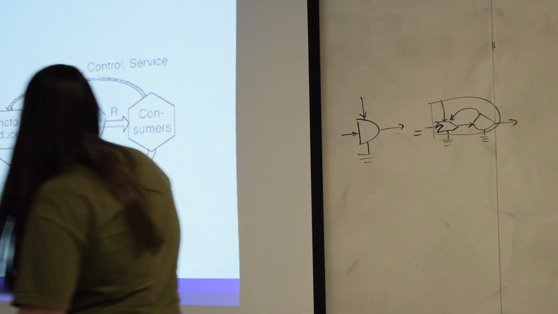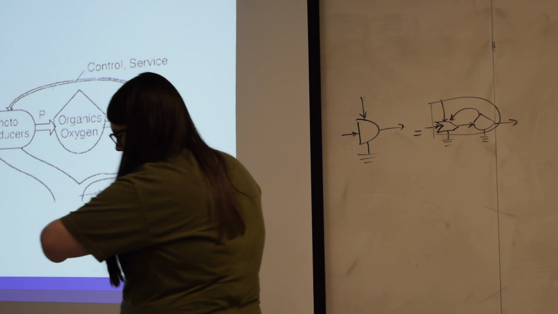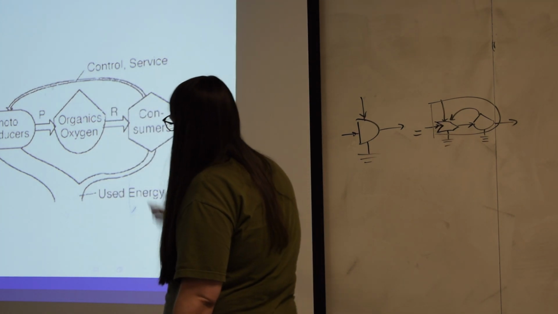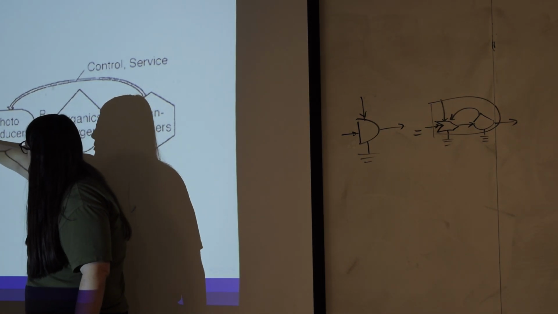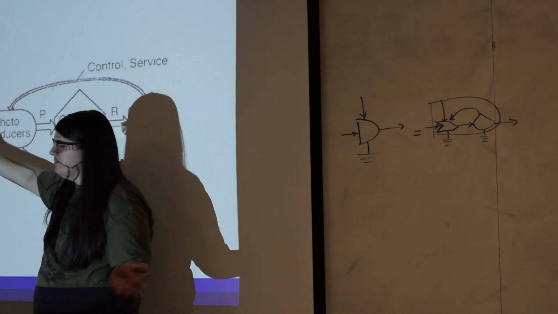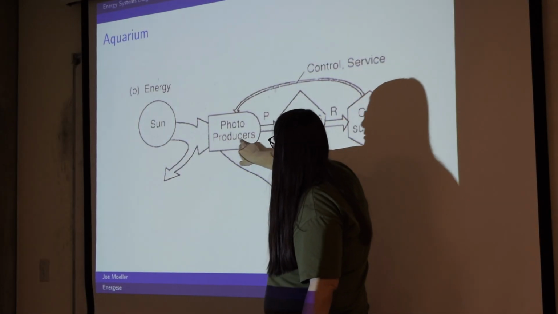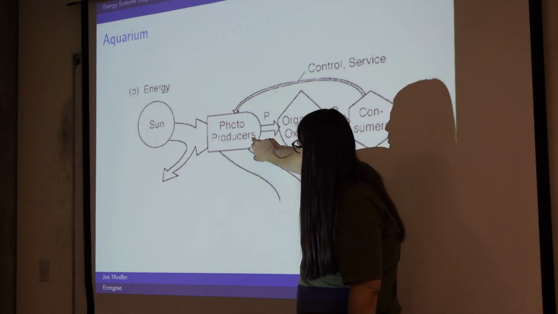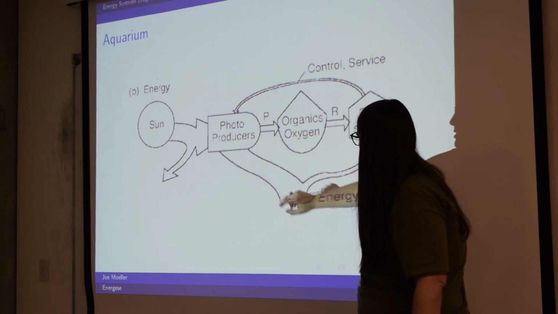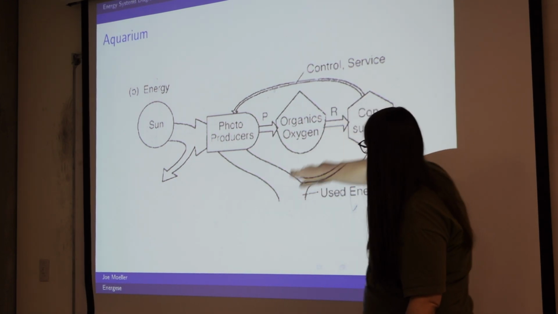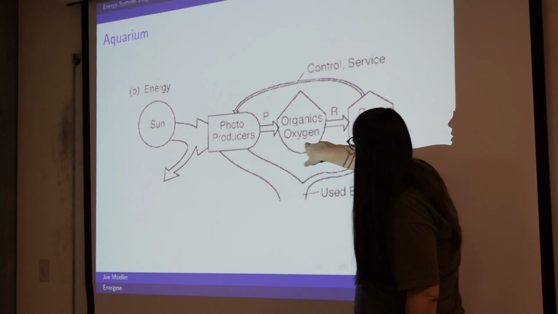So here's the energy perspective on the same system. We have the sun coming in, and this is what I was saying before, where you have a really fat flow of energy, and then some of it just goes elsewhere. No one knows where. But a lot of it goes into the photo producers, and they need that energy to do stuff. Some of this energy that they produce is lost, as it is from the consumers. But some of it also goes into this.